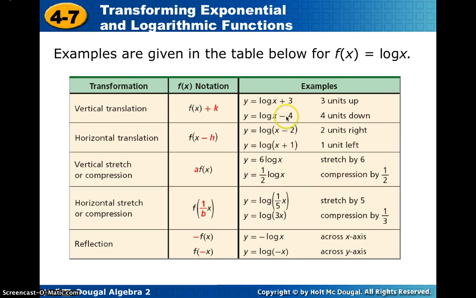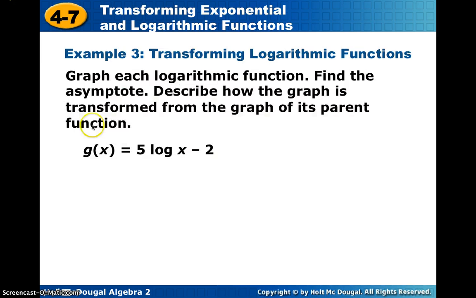So here you can see the difference between adding outside the function, which affects the y's, the vertical, and adding inside the function, inside the logarithm, which is a horizontal. And the difference between multiplying outside the function and multiplying inside the function with the x. So good. Graph each logarithmic function.